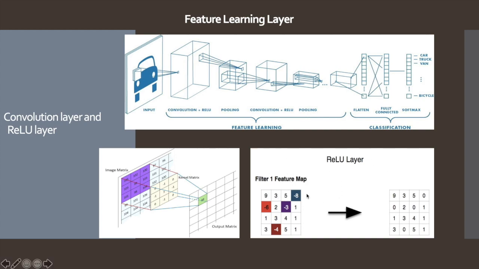Next is the ReLU layer. The ReLU layer follows the convolution layer. This layer removes negative numbers generated in the output matrix. This is done by simply setting negative numbers to 0.